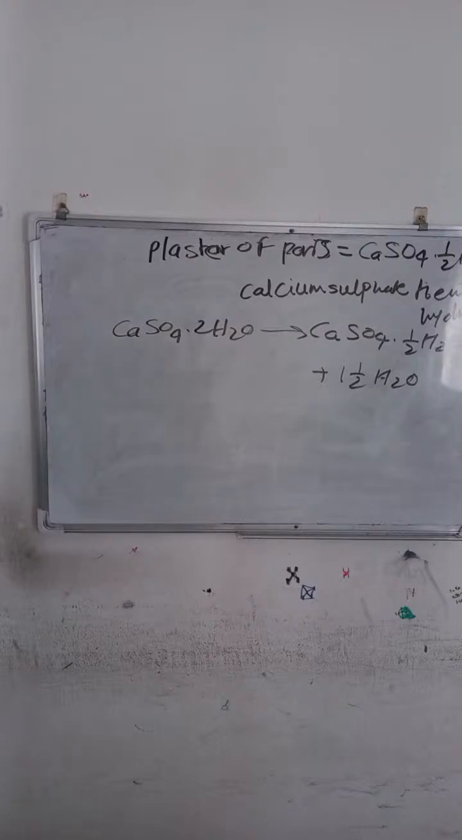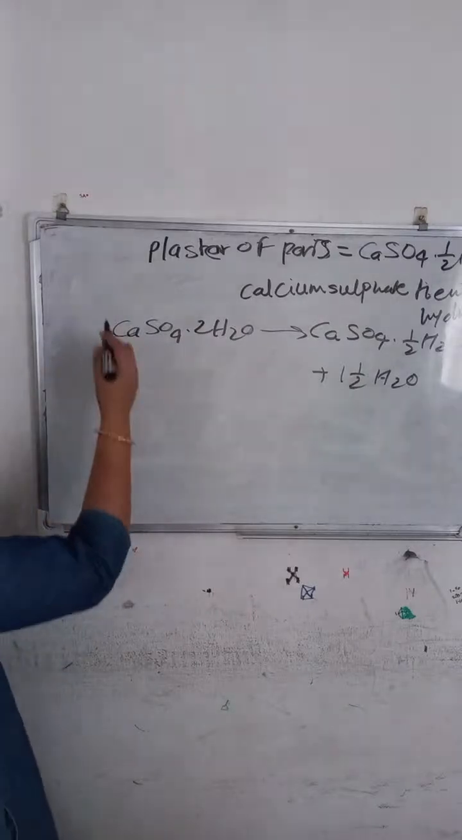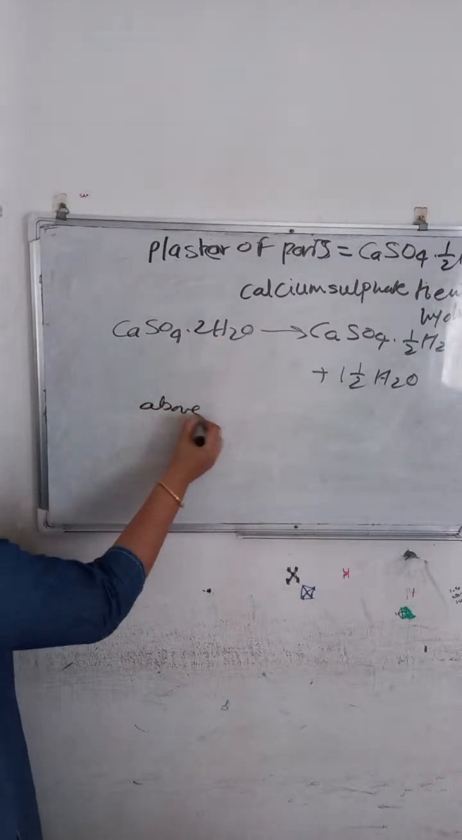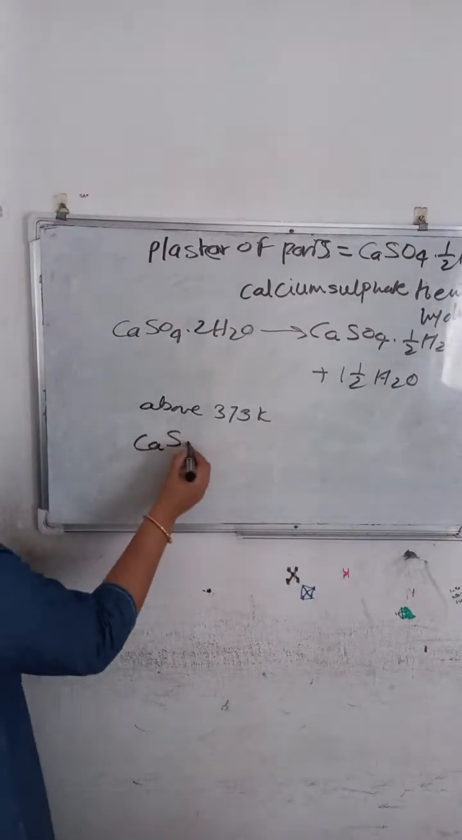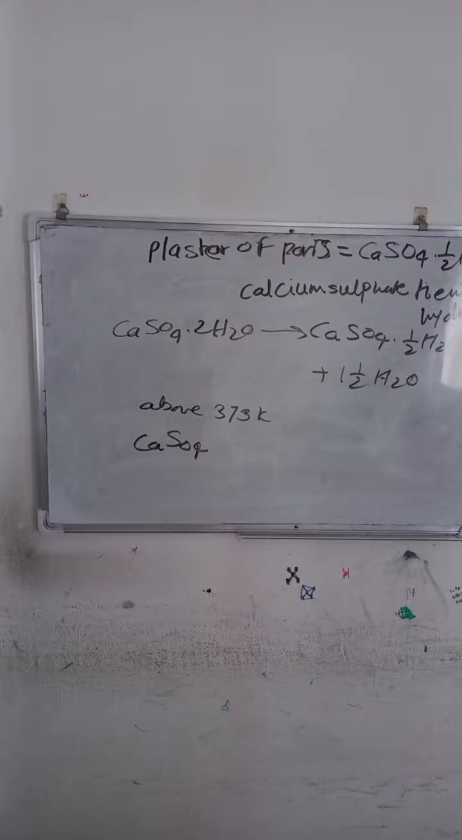Okay, so the precaution is that the gypsum should not be heated above 373 Kelvin, otherwise it will form calcium sulfate. We cannot treat this gypsum above 373 Kelvin, or else the product formed is CaSO4. Okay, this is a 3-mark question. So a few questions are left, that is what we are doing.